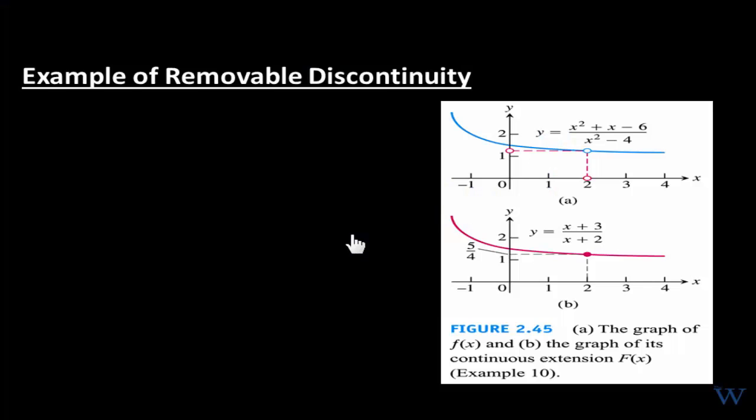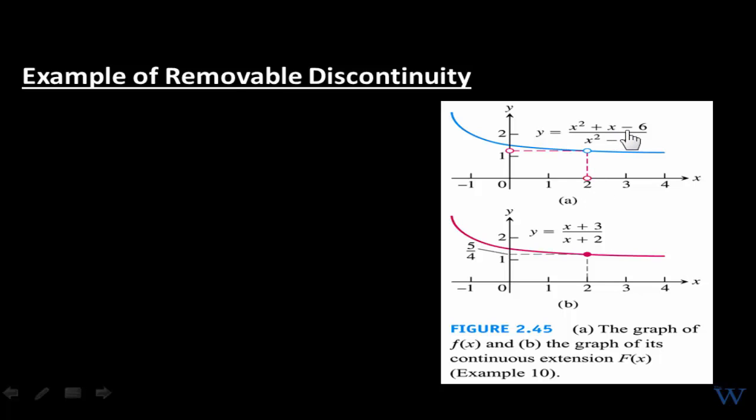Part C. Let's look at this example of a removable discontinuity. We have the function y is equal to x squared plus x minus 6 all over x squared minus 4. In this example, we're looking at x equal to 2. Let's see, what is the function value when we plug in x equal to 2?